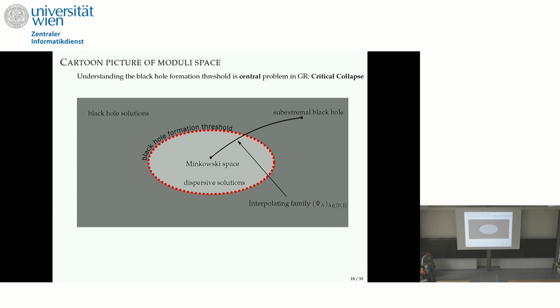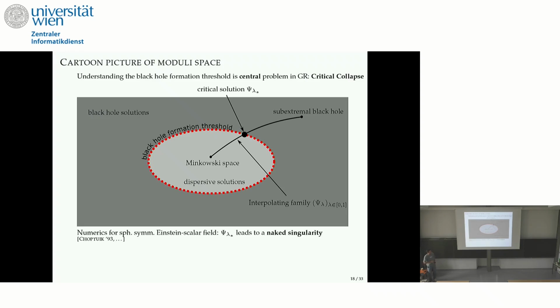So how does one typically study this? One looks at so-called interpolating families. These are families of initial data or of solutions to the Einstein equation coupled to certain matter models, which interpolate from Minkowski space to black hole formation. Then you run your parameter in your family, and at some point you hit a critical value, and you would like to understand what that critical object is. There are very famous numerics by Choptuik in the spherically symmetric Einstein scalar field model, which predicted that at that threshold there should be a naked singularity.